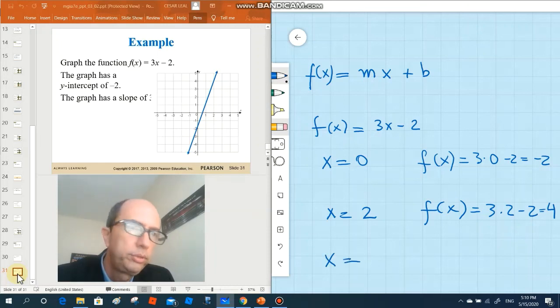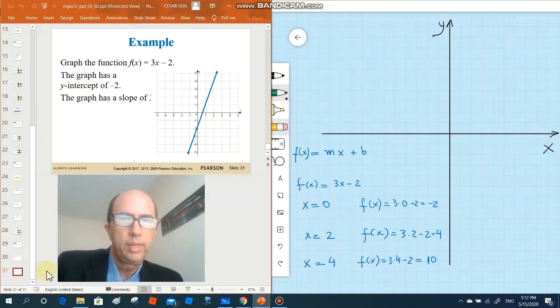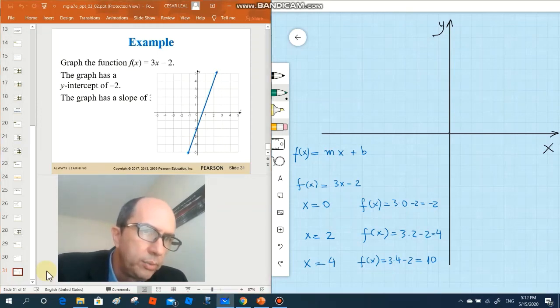And if x equals, let's say 4, f(x) equals 3 times 4 minus 2. 3 times 4, 12, minus 2, 10. Now we come here to the graphic and find x equals 0, f(x) equals negative 2. So let's graph the function. For x equals 0, f(x) or y equals negative 2.